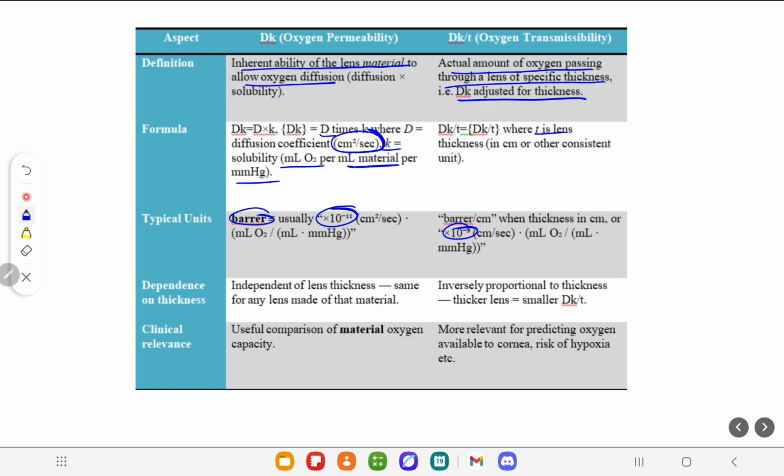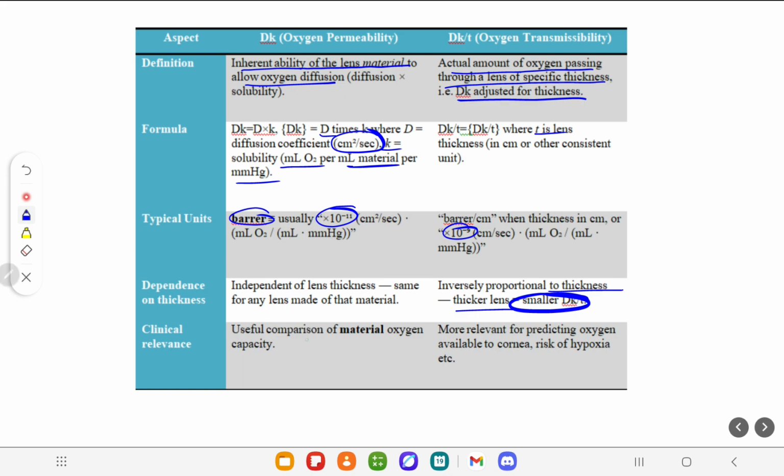So that's why we have called Dk an intrinsic property. Yes, Dk/t is also intrinsic, but at the same time t matters, and t is not an intrinsic property of a material. t is a property of a contact lens, a specific contact lens of a specific power, and Dk/t is inversely proportional to the thickness. The thicker the lens, the smaller the Dk/t. Even in the same lens, if it's thicker at the center, Dk/t is lower at the center. If it is thicker at the periphery, Dk/t is lower at the periphery.